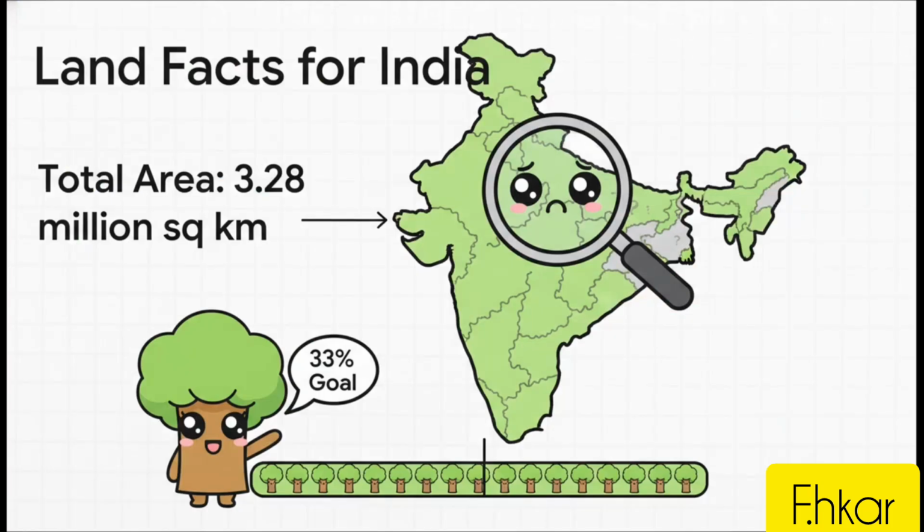And just to give you a sense of scale, India is a massive 3.28 million square kilometers. But here's a fun fact. We only have detailed land use data for about 93% of that area. And a really important national goal, one that was set all the way back in 1952, is to have 33% of the country covered in forest. That's a target we're still striving for.